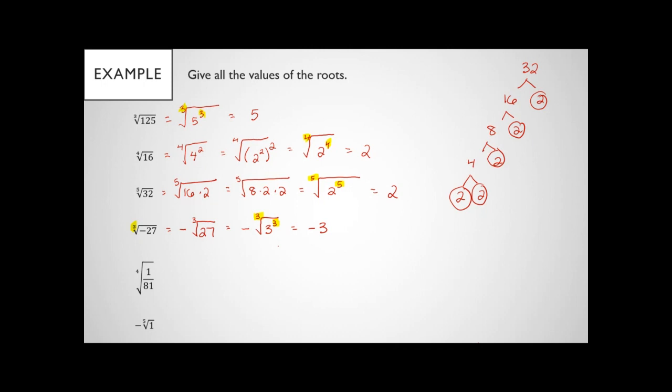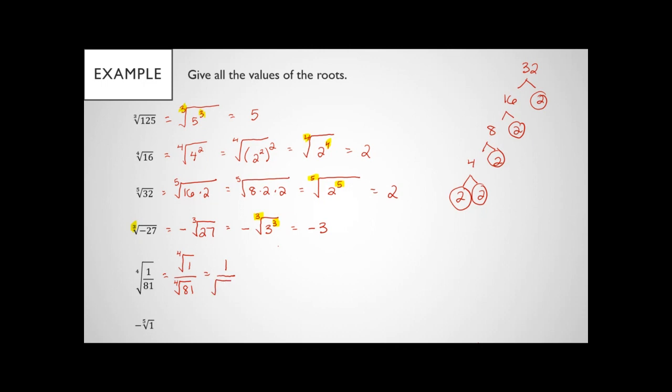The next one we have is the 4th root of 1 over 81. So I'm going to do the same trick that I did with that other fraction, and I'm going to split this up. So we have the 4th root of 1, and then the 4th root of 81. So the 4th root of 1 is 1. It doesn't matter if it's the 5th root, the 6th root, it could be the 100th root. It's always going to be 1.